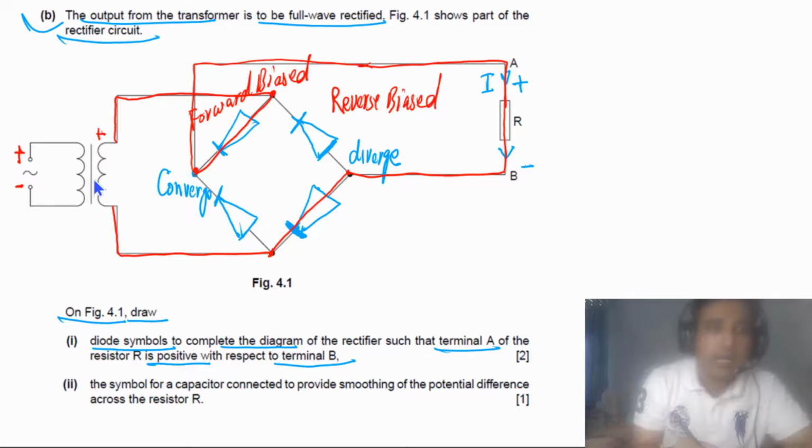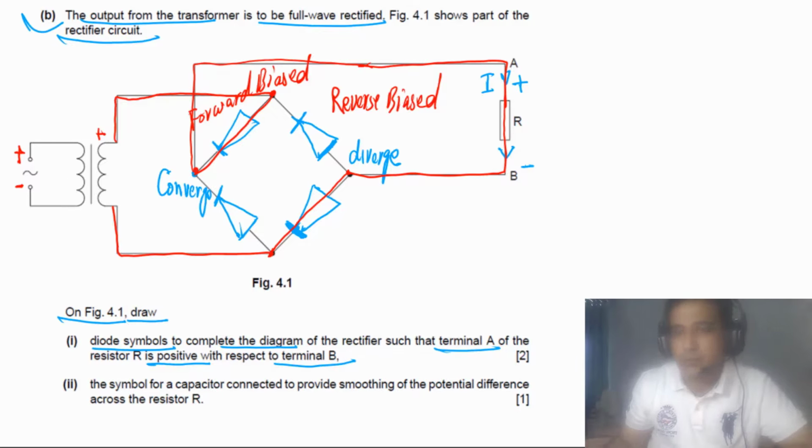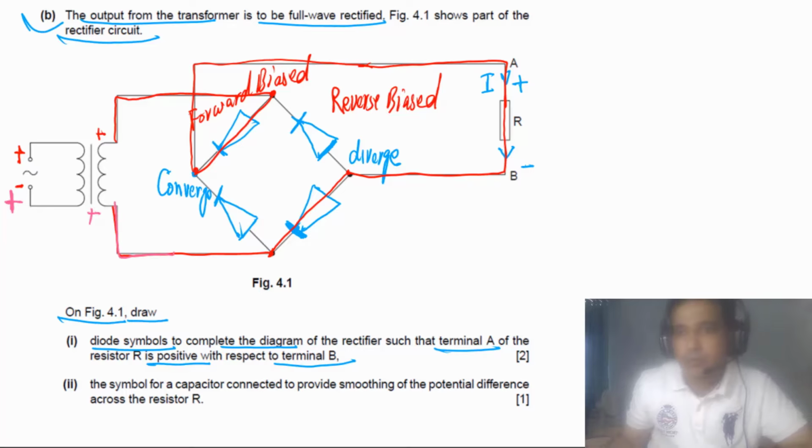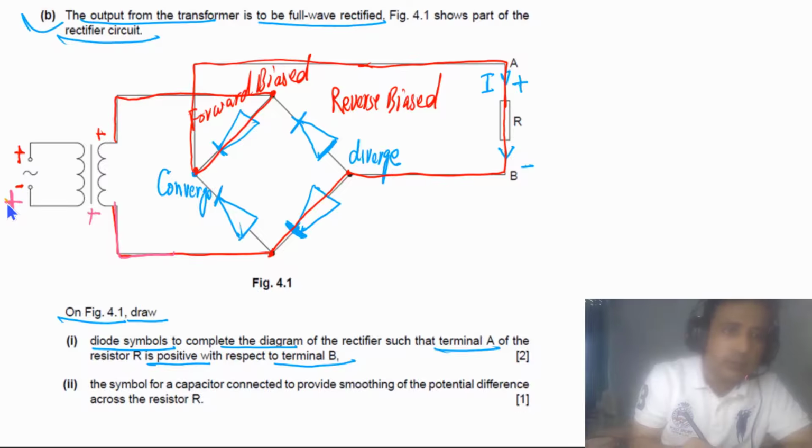After half cycle, this side will be positive. So let's use a different color and see whether this is right or not. We can use pink color now. When this side becomes positive, current will flow like this. Let me use a better one, orange, so that it will be easy to see, because pink is not that clear.